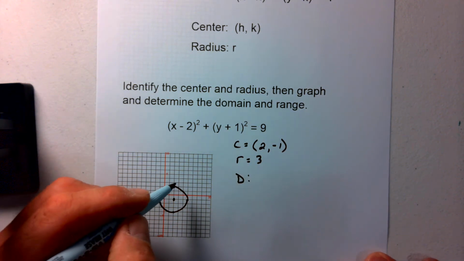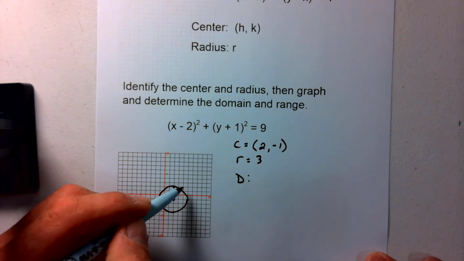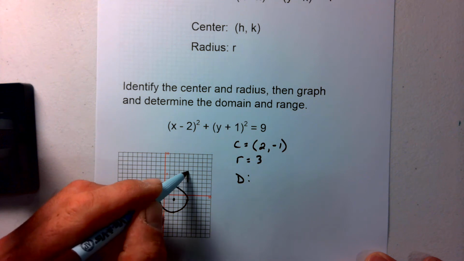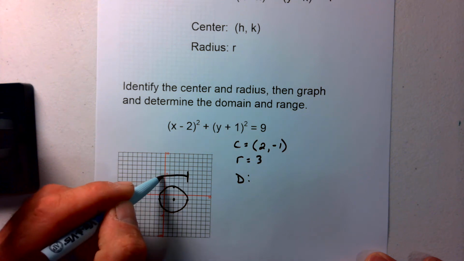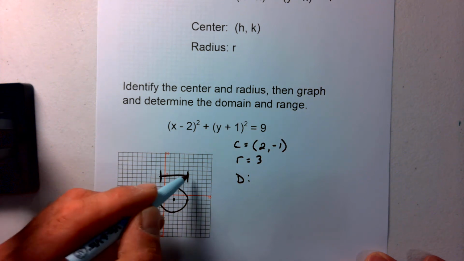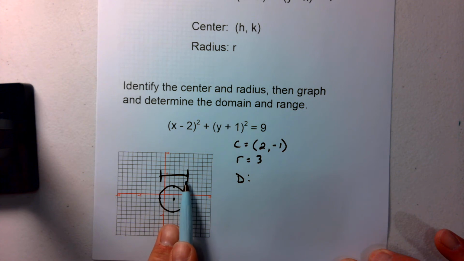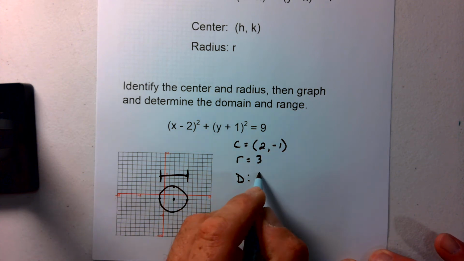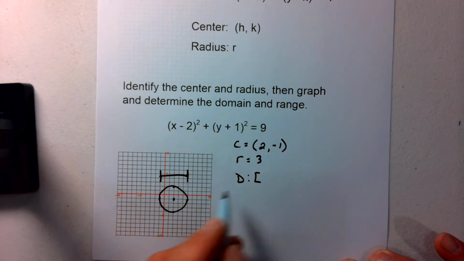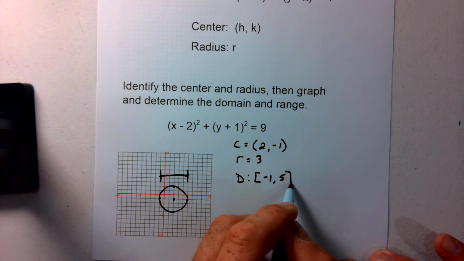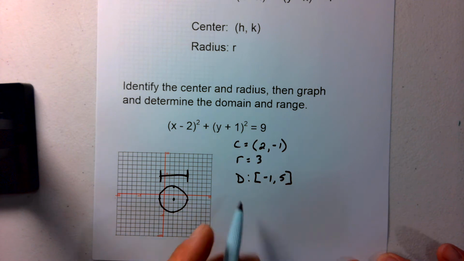Domain, remember, is the x values. If I look at just the x values that this graph consists of, I'm going from this point to this point. It doesn't matter how you think of it. So my domain is from negative 1 to 5. I can touch negative 1 and 5, so I'm going to put brackets to show that it's inclusive: [-1, 5].